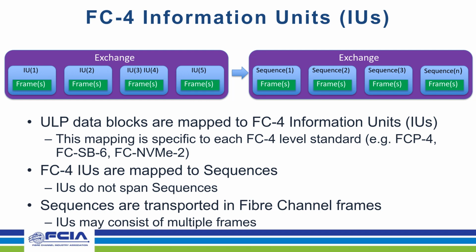And FC-FS has certain rules about how IUs are formed and how they relate to sequences and frames, but it also leaves some flexibility in terms of how that mapping is done. So the specific content of the IUs is defined inside each of those FC-4 standards, whether it's FCP or FC-NVMe or FC-SB. And then those IUs are decomposed into sequences and frames following those Fibre Channel rules. And some of the rules are shown here. Dave talked about others, but IUs don't span sequences, although the sequence containing an IU can be composed of multiple frames.